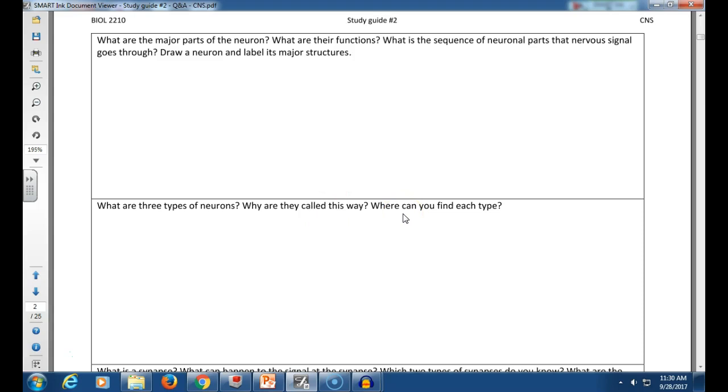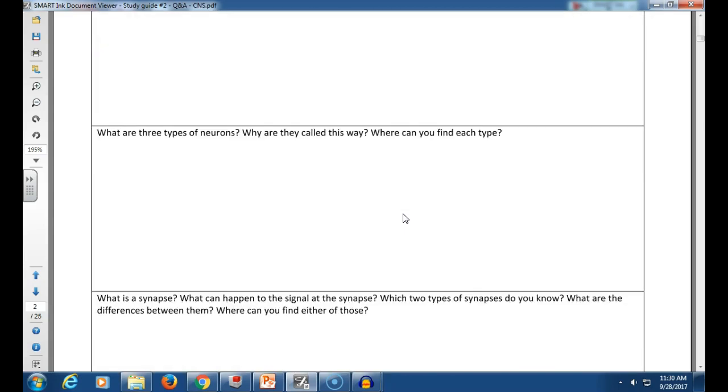Major parts of neuron. Look, we went over this a million times. So, functions of those parts, reception or transmission of the signal, sequence of parts through which signal goes through. Okay? 3 types of neurons. Multipolar, bipolar, unipolar. I give you description, you give me the answer. Are we clear? You've got the question about it.